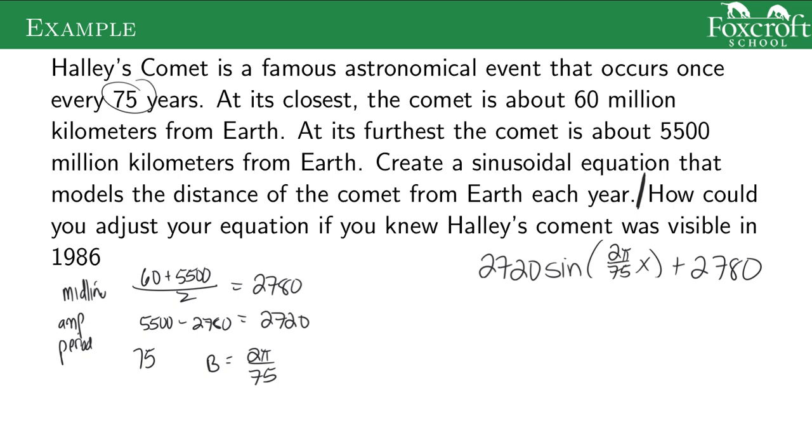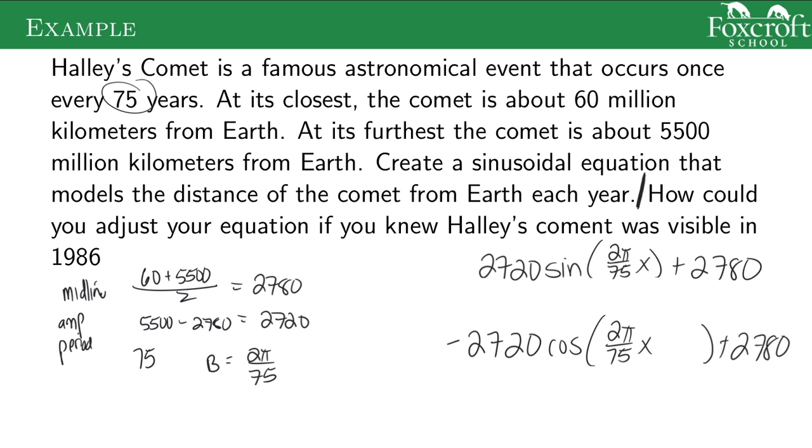But if I want to adjust my equation, if I knew Halley's Comet was visible in 1986, so Halley's Comet was at its closest in 1986, so I want to be at the smallest distance. So that's a negative cosine graph to start at the smallest. So this would be the equation if I was currently in 1986 and wanted to know the distance of Halley's Comet per year. But it's not 1986. That happened a certain number of years ago. So 2023 minus 1986 was 37 years ago.